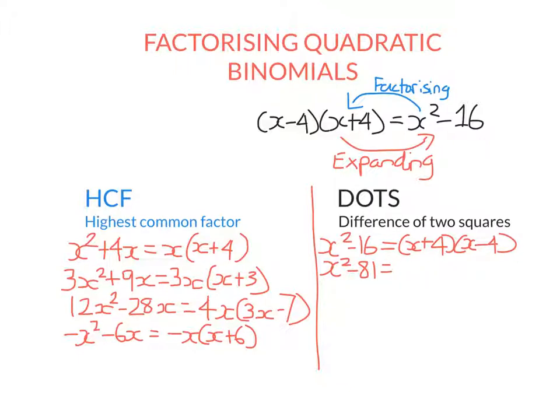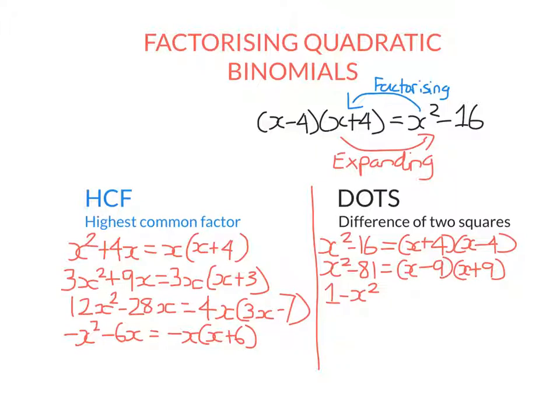So note again, x squared and 81 do not have a common factor, so I can't take out a common factor. So what I'm going to do is set up my two brackets, square root the first: the square root of x squared is x, the square root of 81 is 9, one gets a minus, one gets a plus.